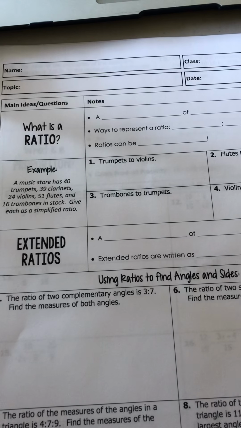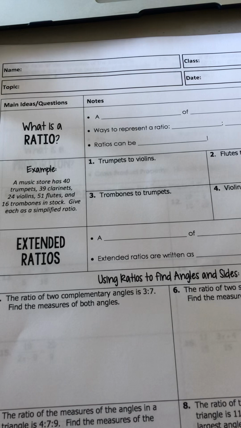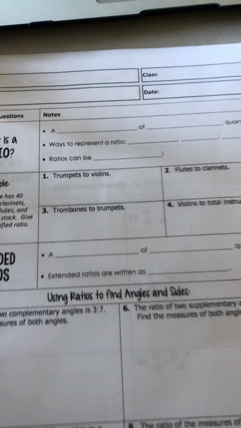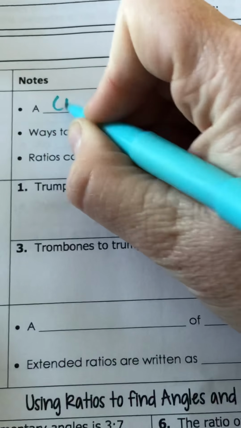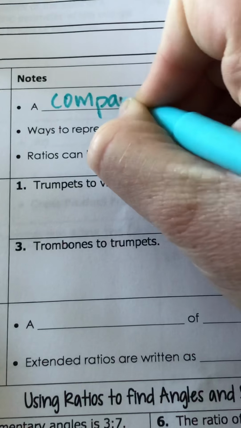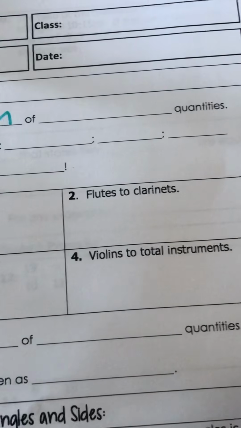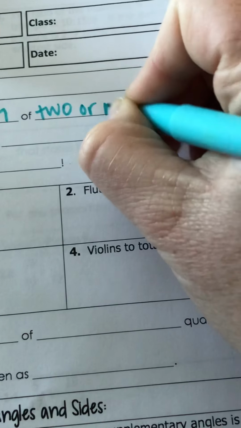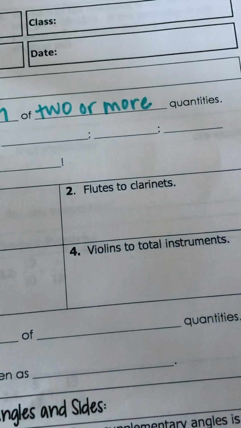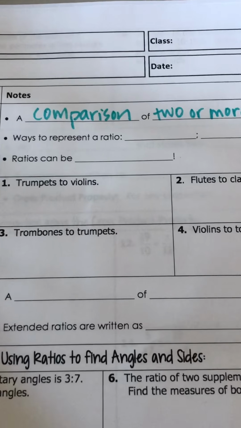Today's topic is ratios in geometry. Let's first talk about what is a ratio. It is a comparison of two or more quantities. Okay.